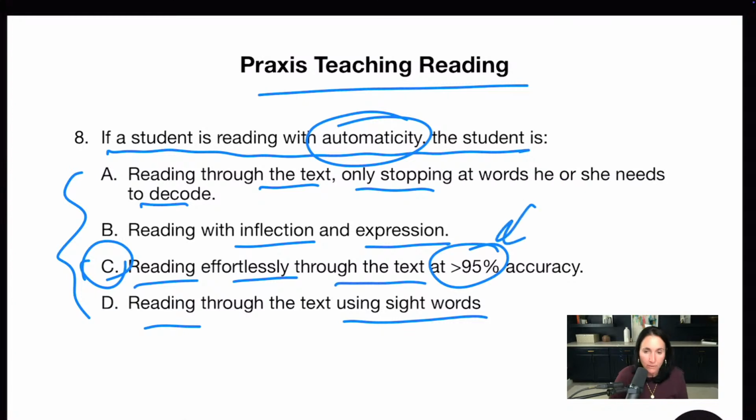D, reading through the text using sight words. No, this is the key here. 95% accuracy means that the student is at the independent reading level. If it is less than 95%, maybe 94%-ish, they're at the instructional level. And you might think, wow, that's a lot of words correct on a page. Yeah, it is, but it's still lots of mistakes and it chops up the reading. And then anything less than 90 is frustration level. So if we're reading with automaticity, we're here. So C is the best answer.